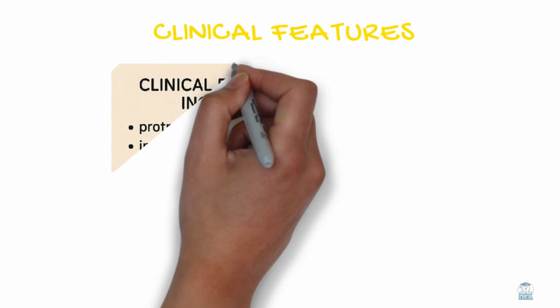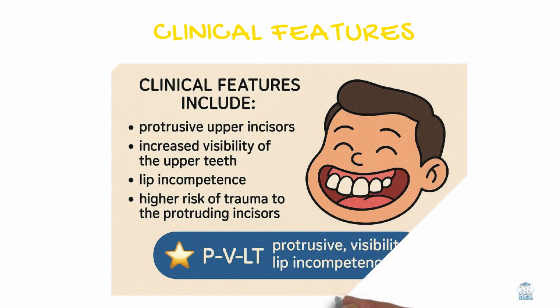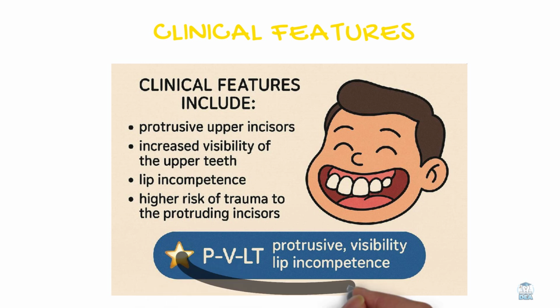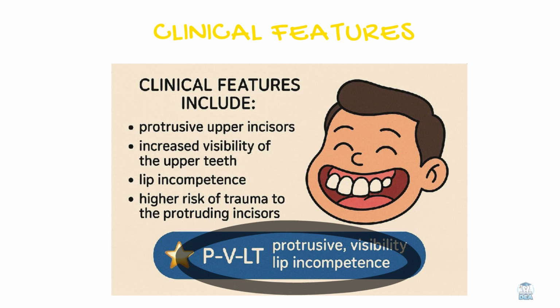Clinical features include protrusive upper incisors, increased visibility of upper teeth, lip incompetence, and risk of trauma to protruded teeth. Mnemonic PVLT. Protrusive, visibility, lip incompetence, trauma.